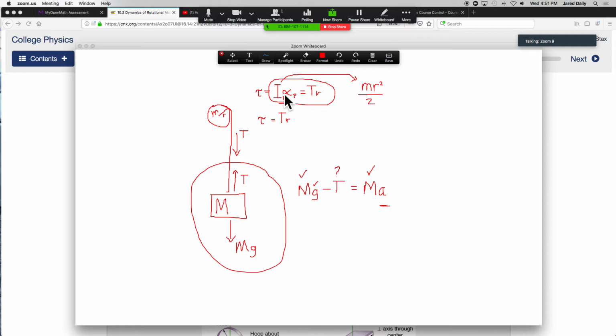Then we multiply by alpha, but alpha is the rotational acceleration of the disk. That means that alpha of the pulley is going to equal the acceleration of the rope, which is wrapped around the pulley, which is just a, divided by r. So instead of alpha, I'm going to plug in a over r here. And that equals tension times r.